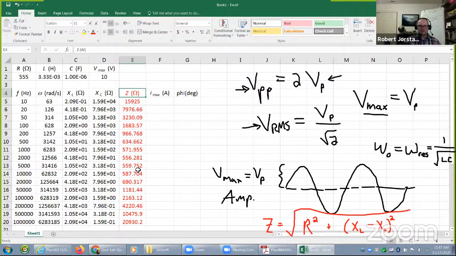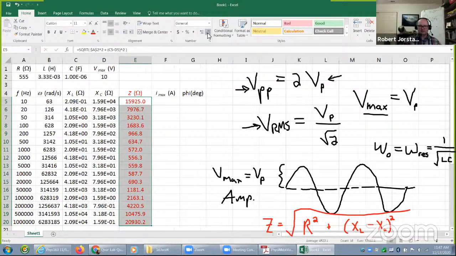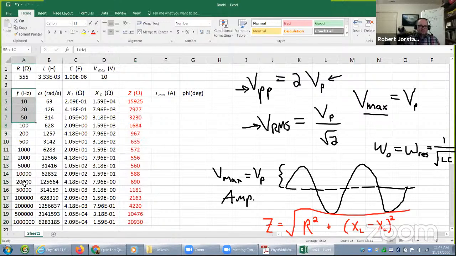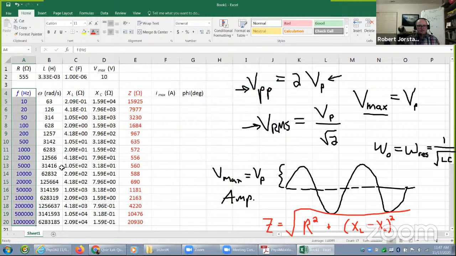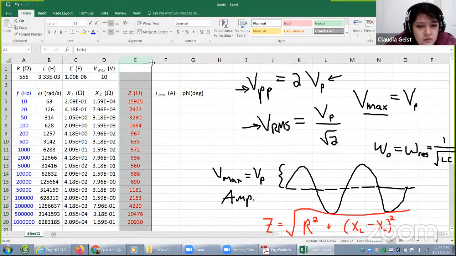Maybe if I reduce the number of sig figs, I want you to see this in the data. Which number is almost exactly equal to the resonance frequency? So obviously, here are your frequencies over here in blue. Which of those blue frequencies in the first column, column A, happens to be closest to the resonance frequency? Anybody? 5,000.